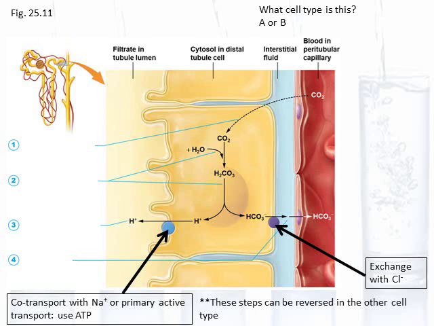Okay, so this slide here shows in a picture format the steps that were shown on the last slide. So you can kind of use your textbook here. This is right from figure 25.11 in the textbook. I want you to fill in the steps, what's going on here. I've added a little bit more detail that the textbook didn't have, by the exchange with chloride there, or by co-transport with sodium, or primary active transport using ATP.